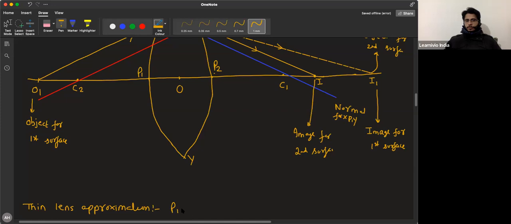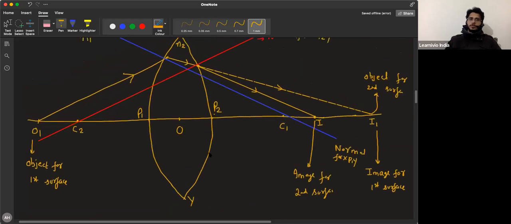P1, O, and P2 are very close. All three points are very, very close. So see here.